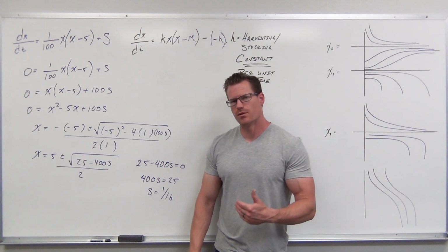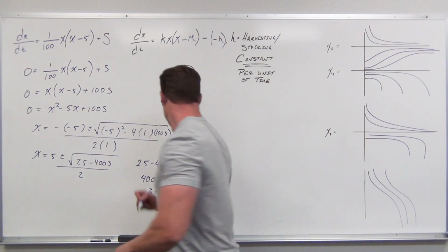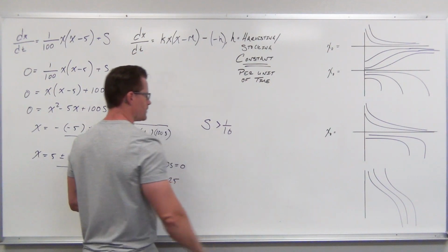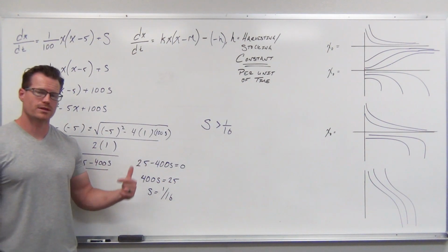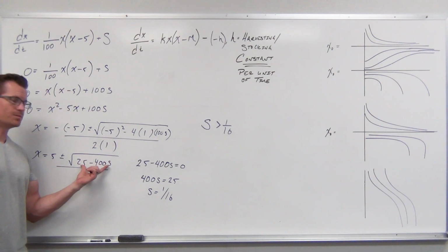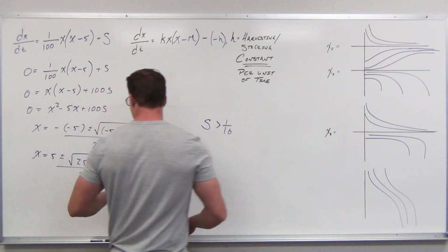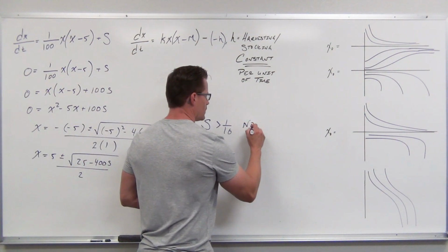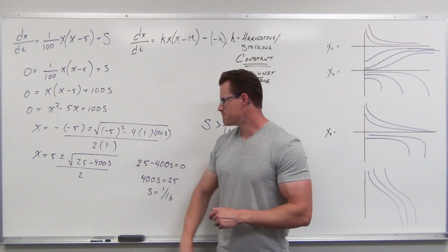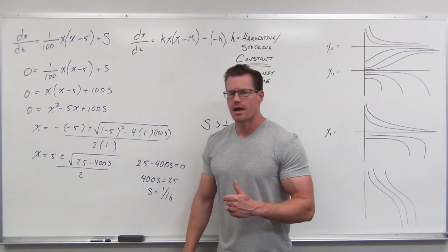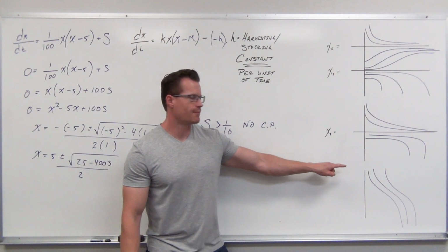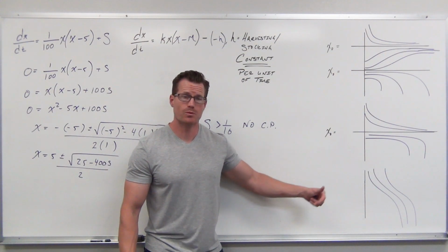If we are above 1/16, greater than that, if we're stocking more than 1/16 of a unit of population per unit of time, then this here would be negative. We'd have no critical points. Our radicand would be negative, the discriminant would be negative, we'd have no critical points, and if there are no critical points, there's no equilibrium solution. We wouldn't have this picture, we would have the reverse. We would be exploding.